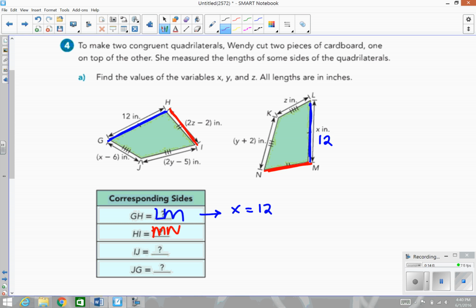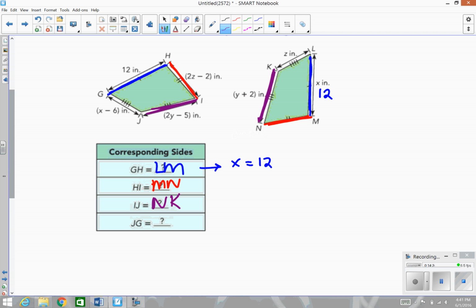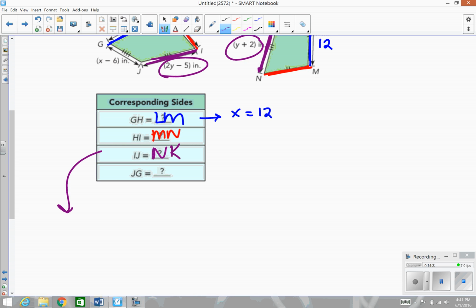Next, IJ is equal to NK. This one's a little funky because those two pieces are equal, this piece and this piece. So we want to literally set them equal. If we do 2y minus 5 equals y plus 2, it allows us to solve for y.